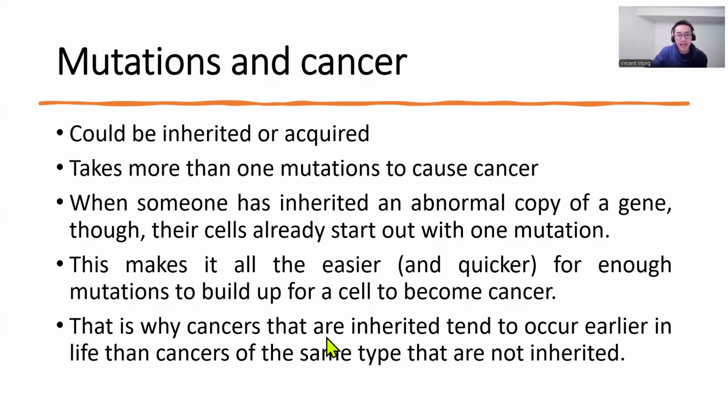That is why cancers that are inherited, where you inherit one copy, tend to occur earlier in life than cancers of the same type that are not inherited. Okay. If it's not inherited, you have two chances. And the longer you live, the higher the chance you get the same mutation twice in the same cell. Okay? But if you're dealt one bad copy, it could happen way earlier in life.